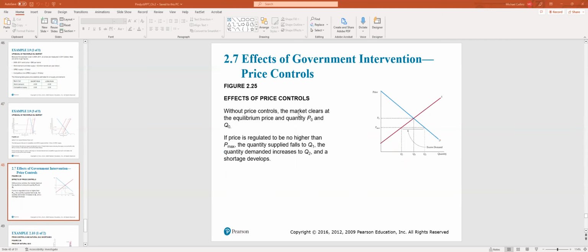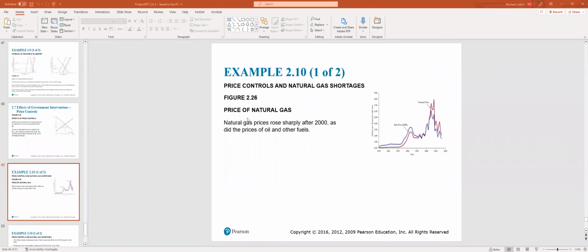Without price controls, the market clears at the equilibrium price and quantity. If price is regulated to be no higher than P, the quantity supplied falls to Q1. You see that, Q1. Natural gas prices rose sharply after 2000, as did the price of oil and other fuels. So you'll often see fuel prices move together.